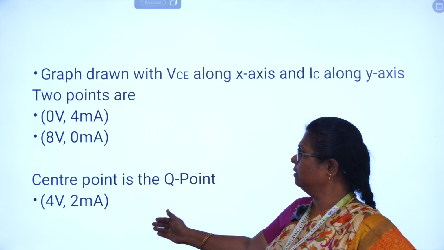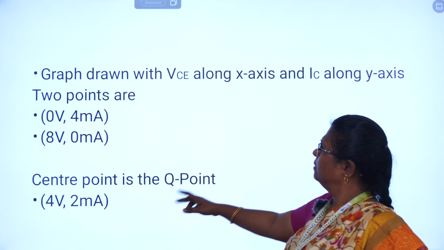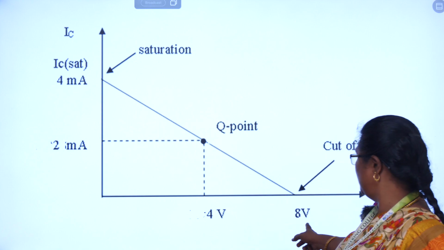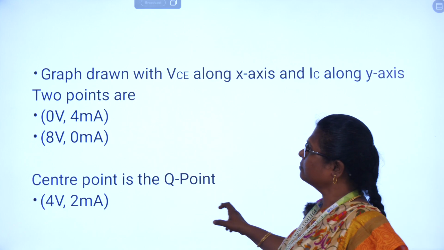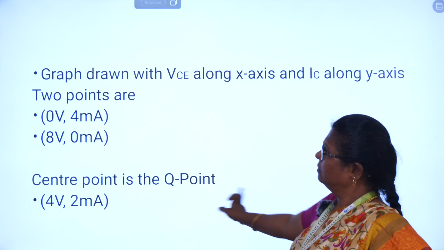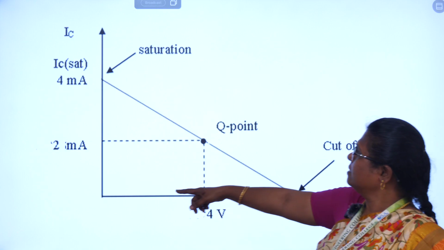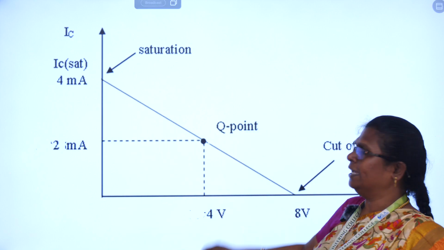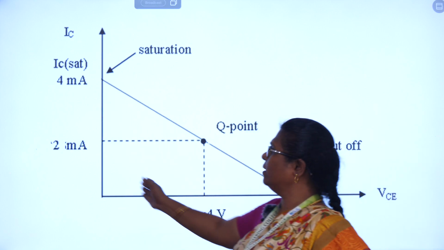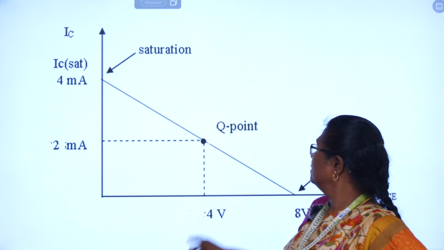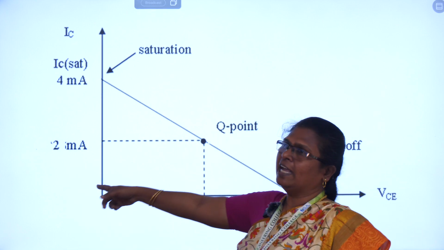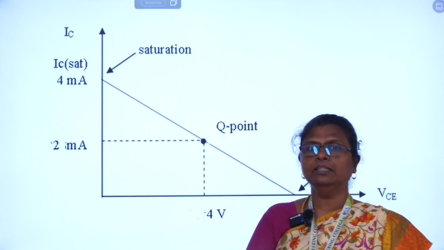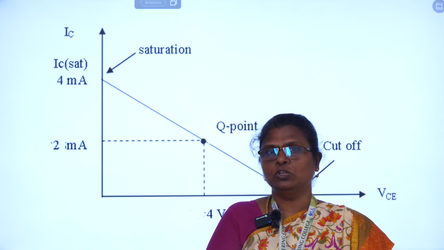So let us determine the Q point from the graph itself. Let us mark the points. The first point is 8 volts and 0, and the second point is 4 milliamps. We can join the line, and the middle point will be 4 volts and 2 milliamps. So this Q point will be 4 volts and 2 milliamps. This is about determining the Q point for the fixed bias circuit.